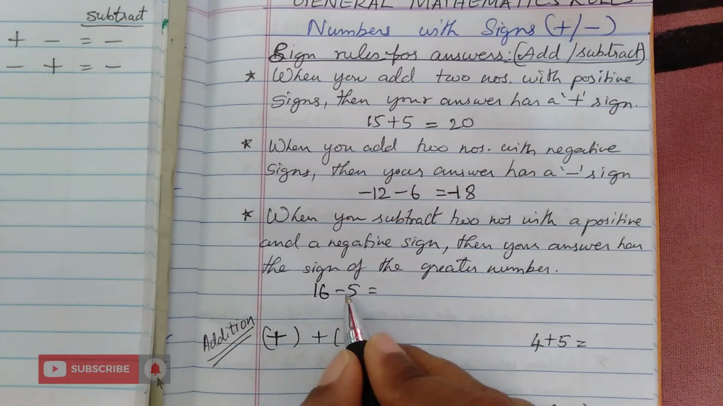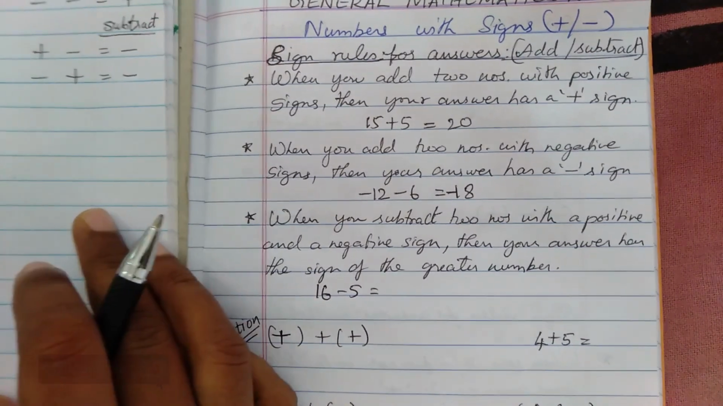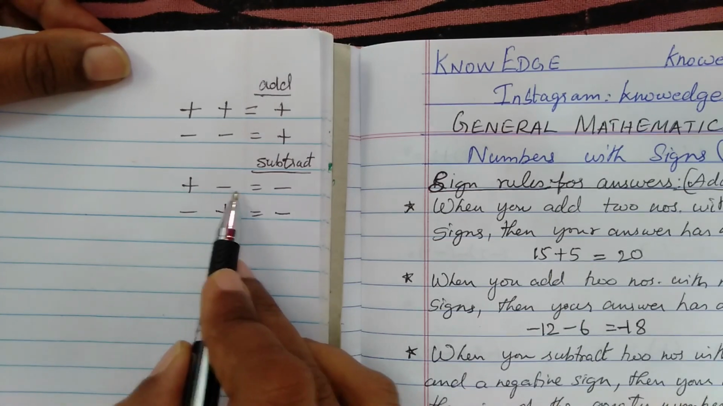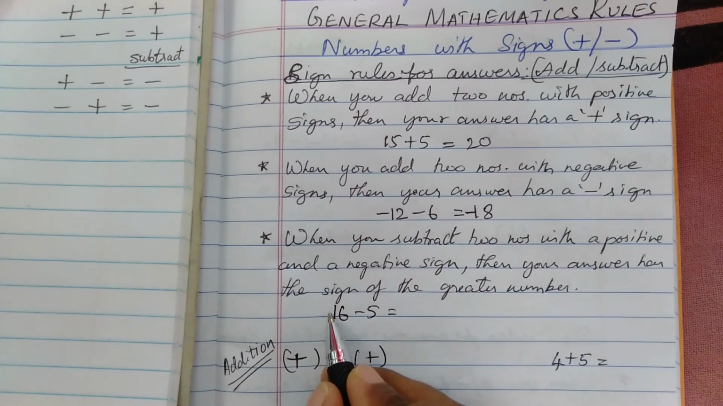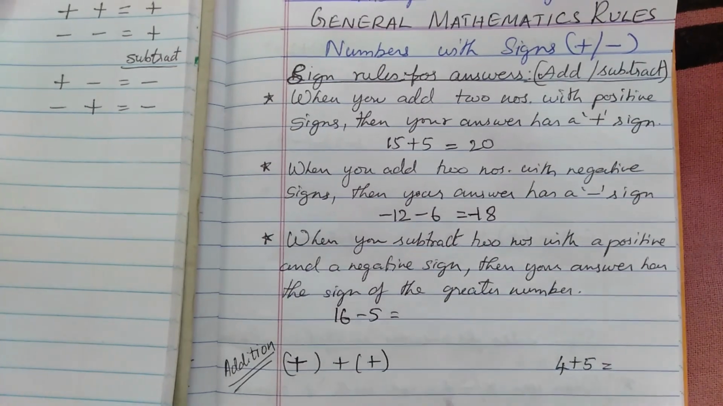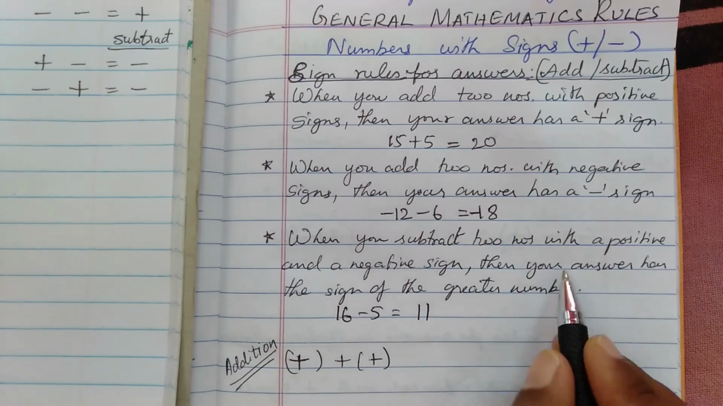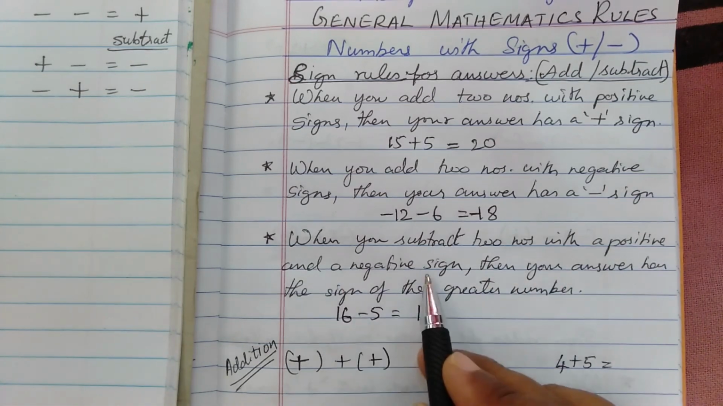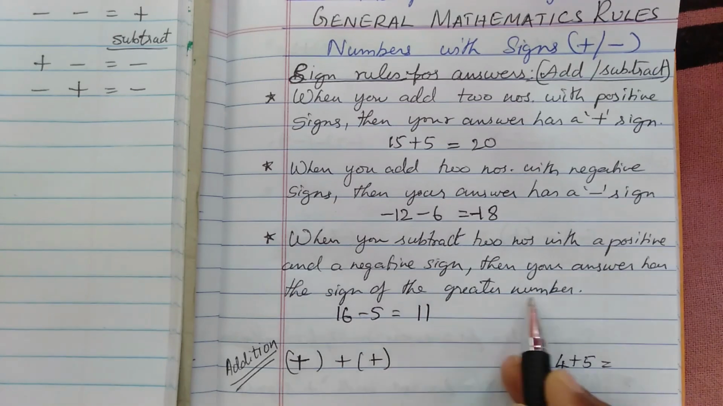So plus 16 minus 5. I told you that when you have a plus and a minus sign, then you will have to subtract those numbers. This is a positive number and this is a negative number, so you will be subtracting them. So 16 minus 5 is 11. And I said that when you subtract two numbers with a positive and a negative sign, then your answer has the sign of the greater number.